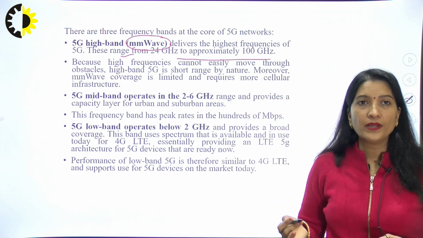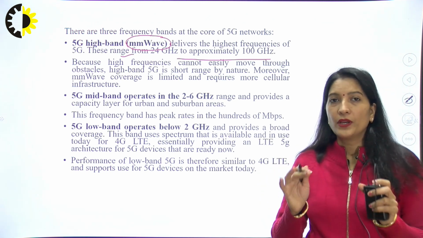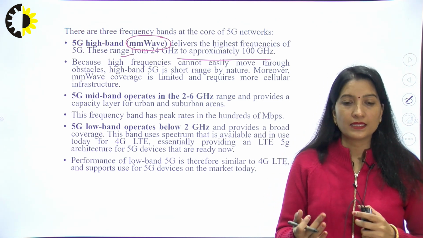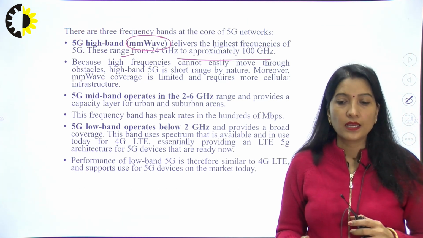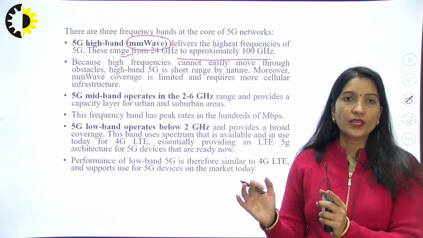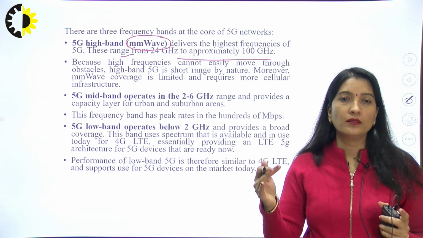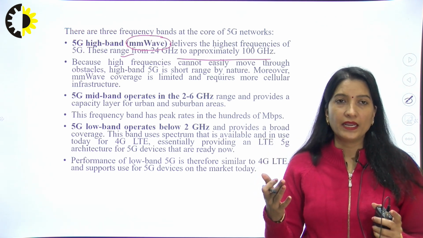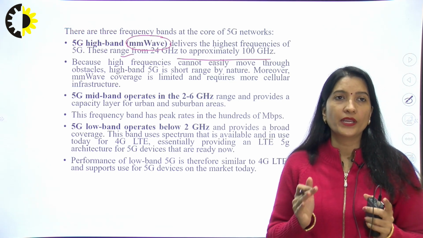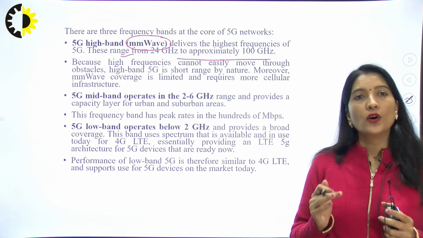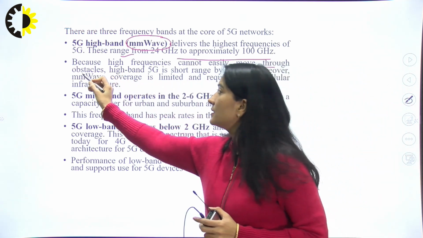Because of these high frequencies, it cannot easily move through obstacles, because we know that as the frequency increases, the free space propagation loss also increases, and the attenuation loss also increases. So if we are moving towards 24 gigahertz plus frequencies, then we cannot deploy high transmitting antennas. In that case, we need to put small antennas, or small base stations, because these high frequencies cannot move through obstacles.